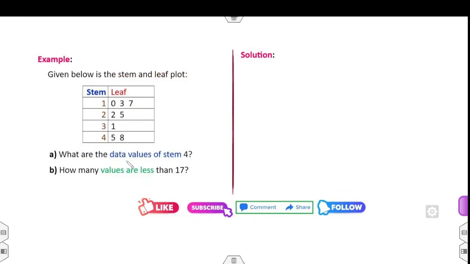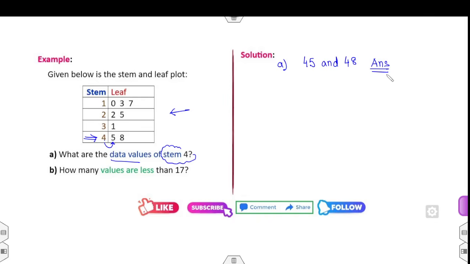Look at the next one. Given below is the stem and leaf plot. Write the data values corresponding to the stem 4. Look at this table. Where is the stem 4? So what is the data? You can write them: 45 and 48. These are the answers of the problem.